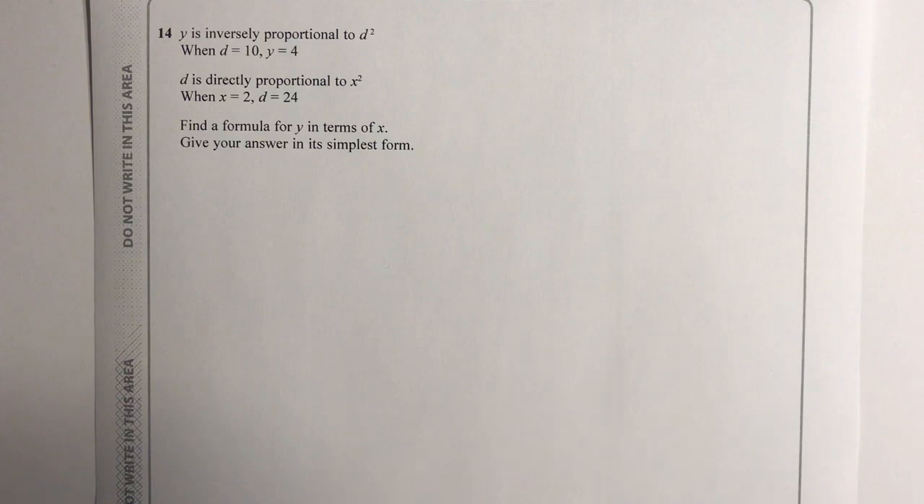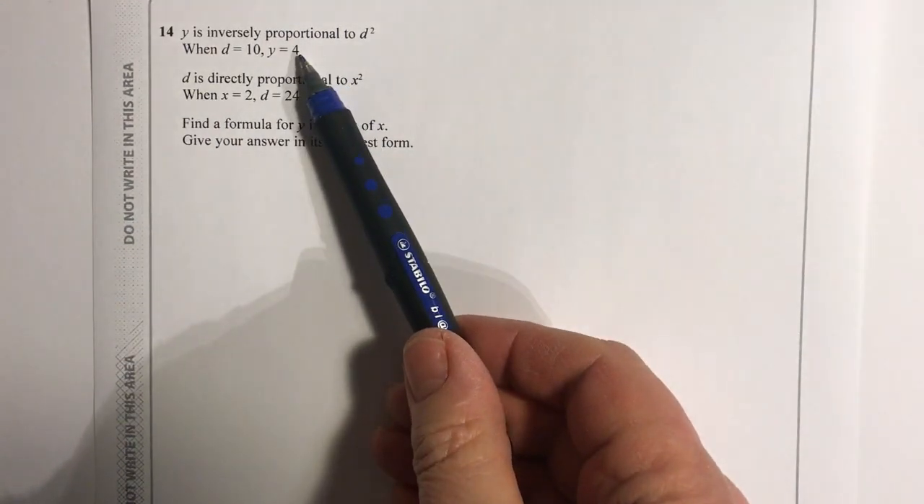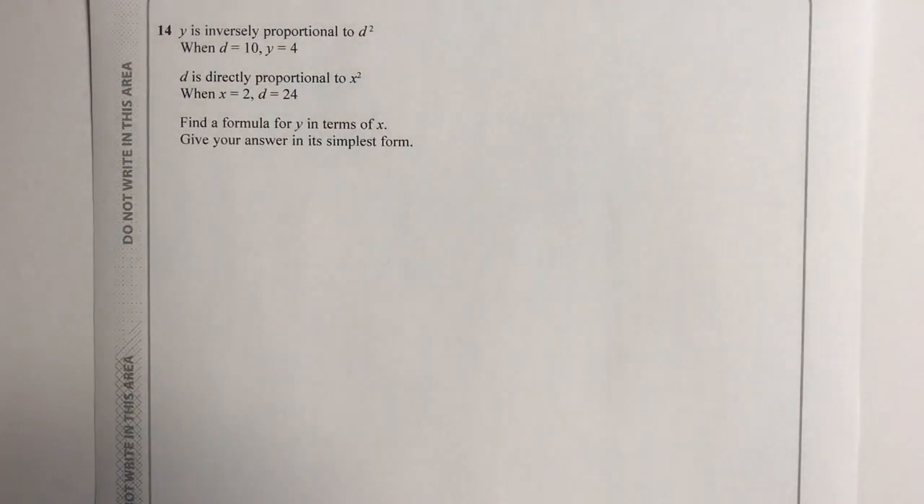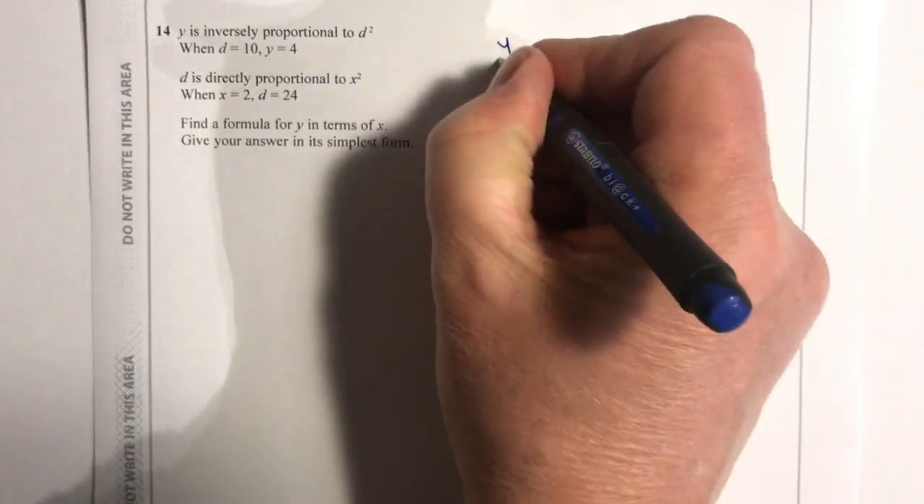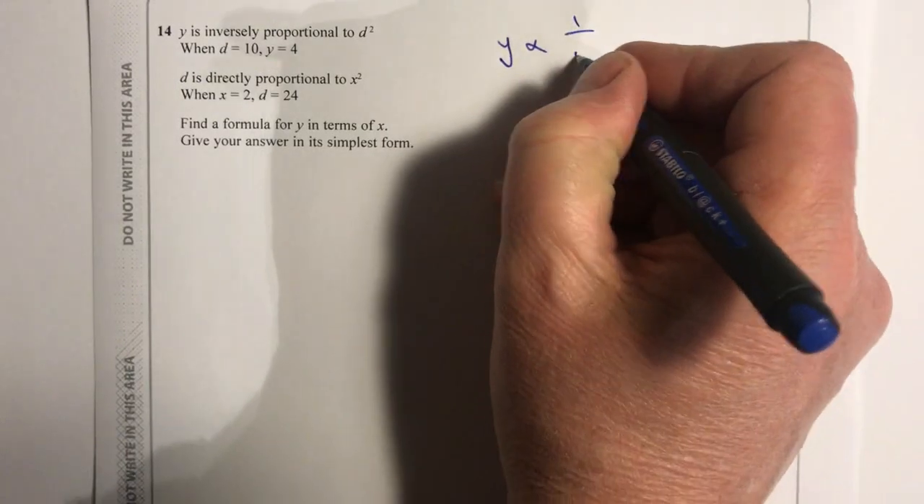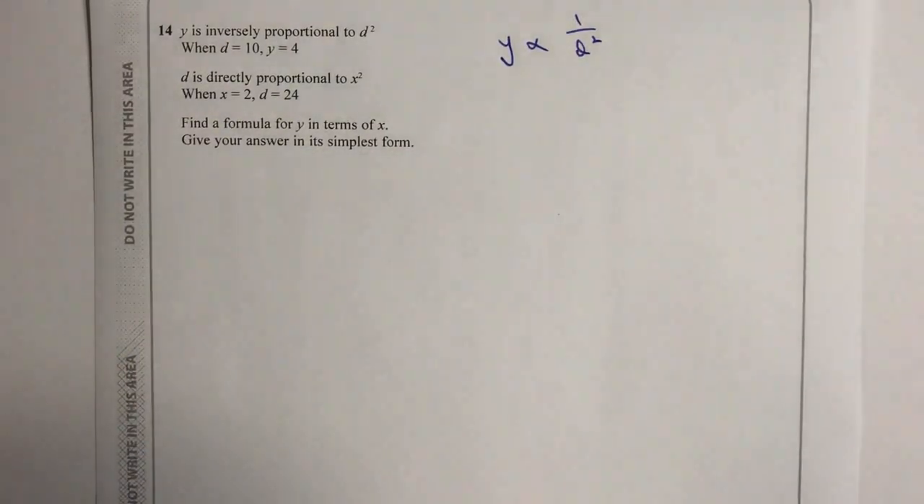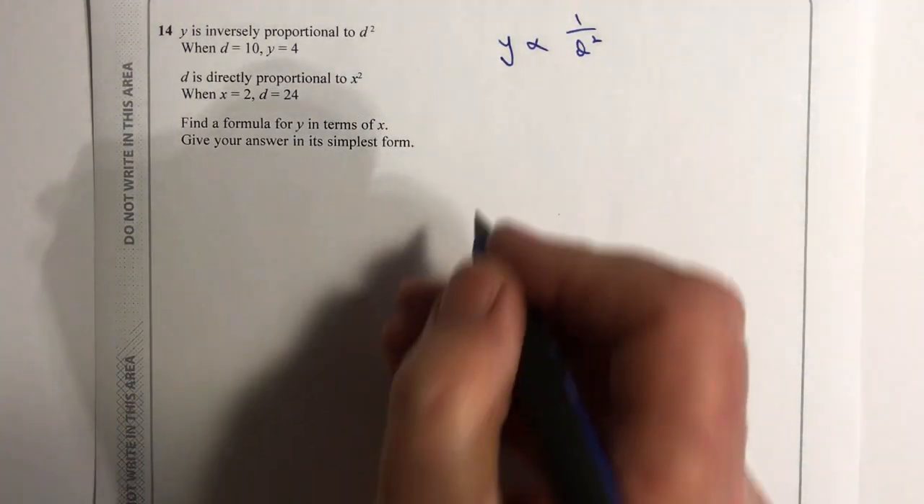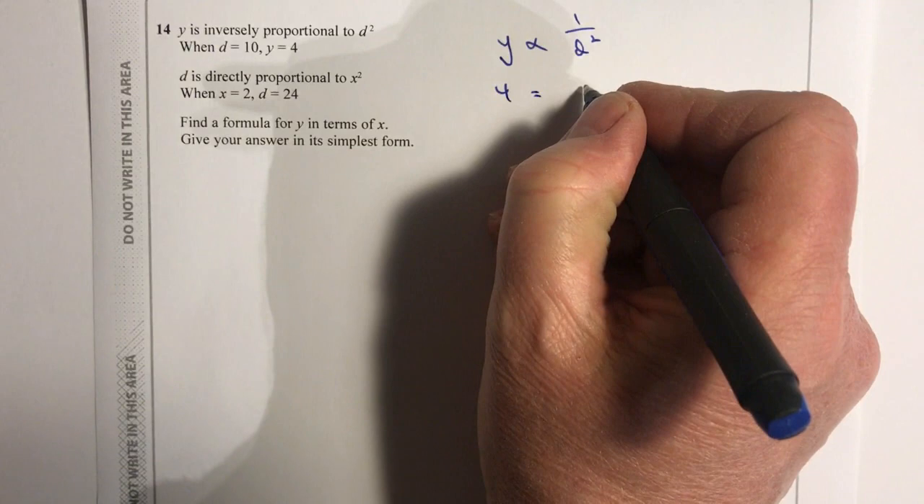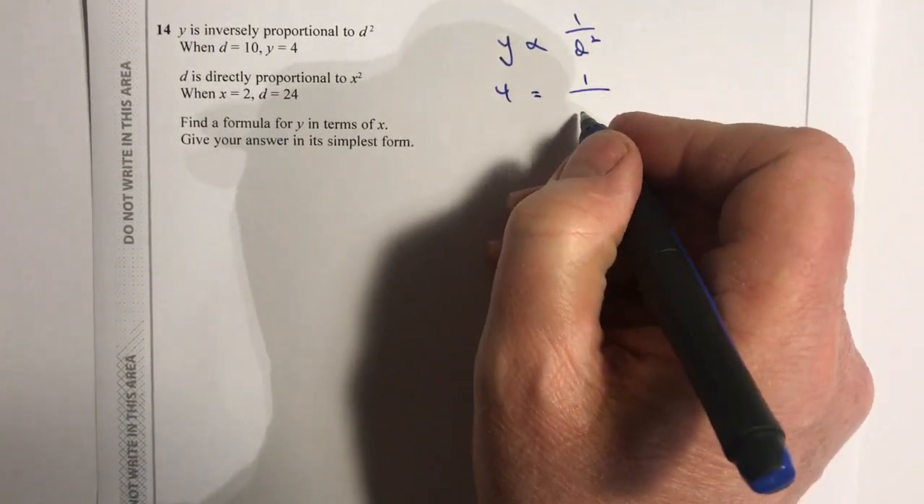So we're going to look at the first part of it, and we're going to work that out. We're going to say that y is inversely proportional to d squared. Okay, and then it says when d equals 10, y equals 4. Well, that's absolutely fine. So when y equals 4, we've got this situation: 10 squared.